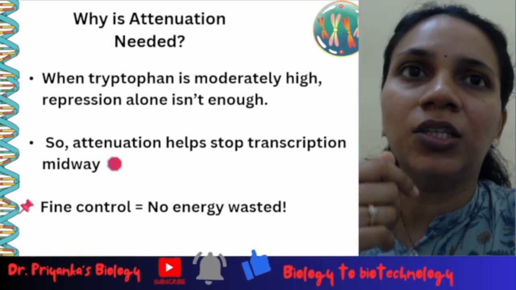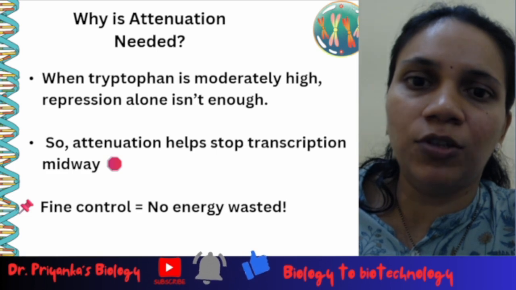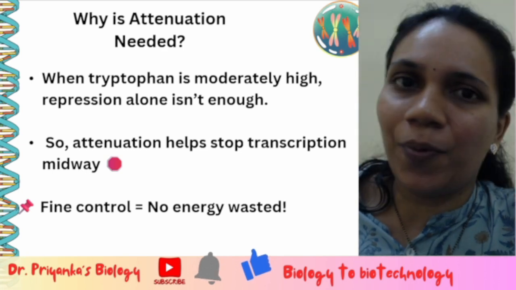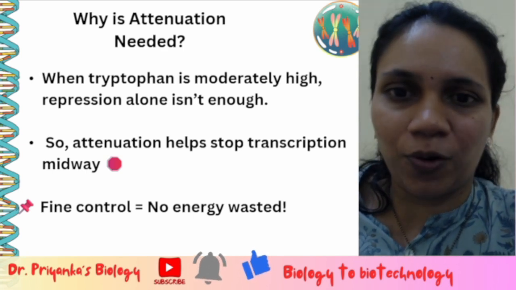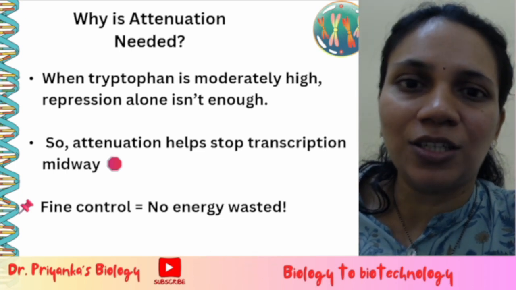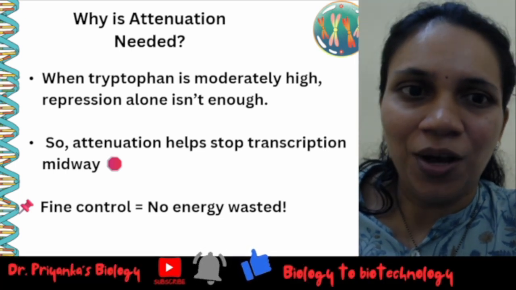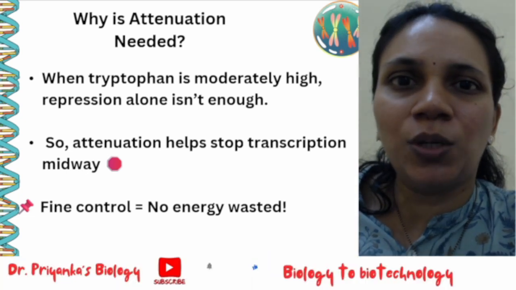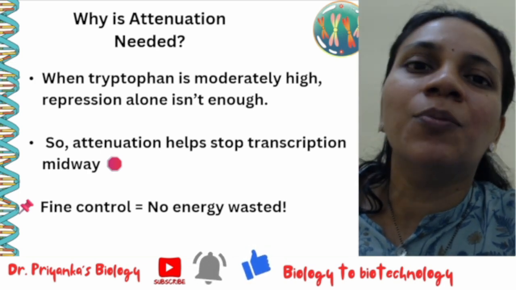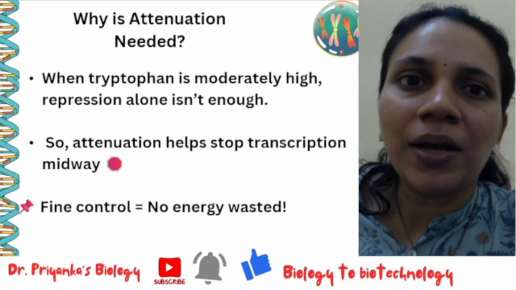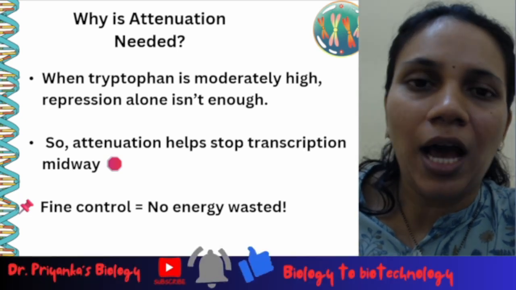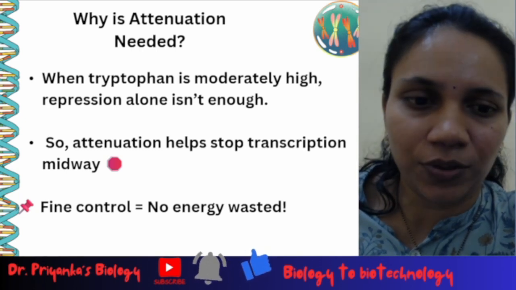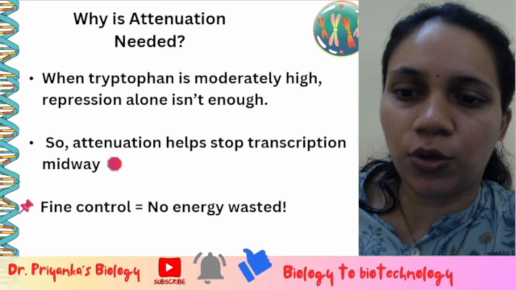But what about when tryptophan is present in moderate amounts? When tryptophan is moderately high, repression alone cannot manage the trp Operon. So attenuation is something that is going to come and take over. Its strategy is fine control, with no wastage of energy. Because if you recall the previous videos, we had seen that the Operon is a smart mechanism which helps the bacteria take the decision what to do, so that there is no wastage of energy at all. The resources can be saved, the energy can be saved. That is where attenuation comes into the picture.